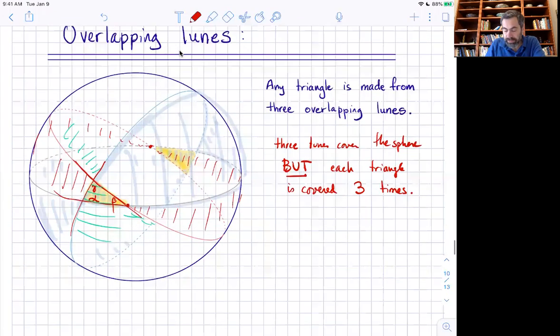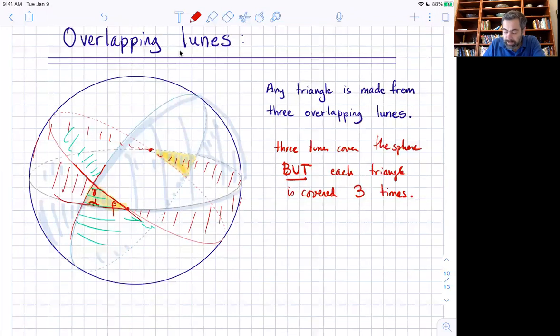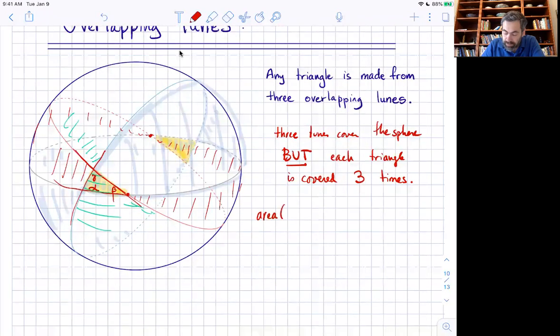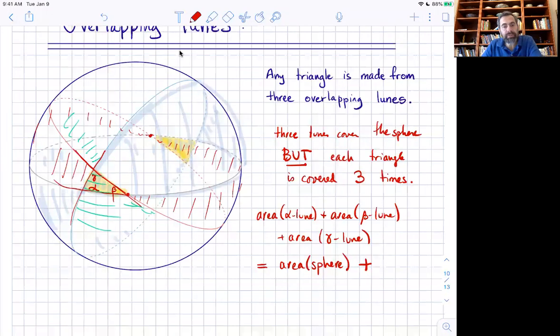What does that mean about the areas? It means that the sum of the areas of the lunes should be equal to the area of the whole sphere, but you have to add a couple of extra copies of each triangle because they got covered several times. Let me write it carefully. The area of the alpha lune plus the area of the beta lune plus the area of the gamma lune must be equal to the area of the sphere plus a number of extra copies of the triangle.